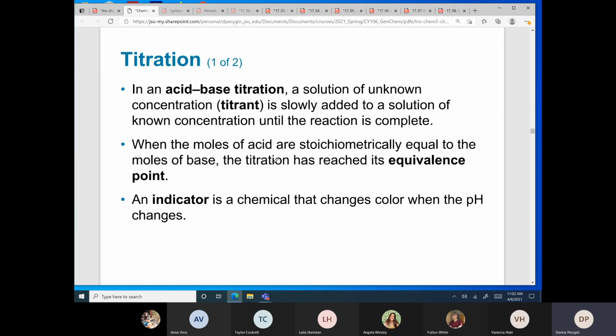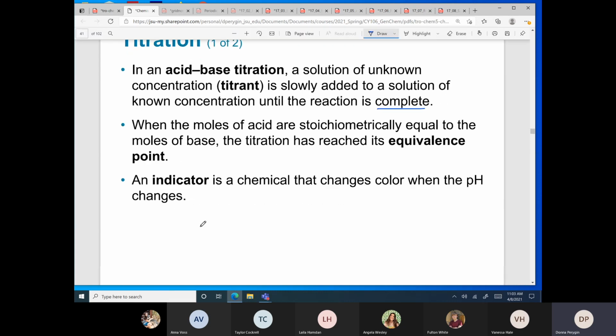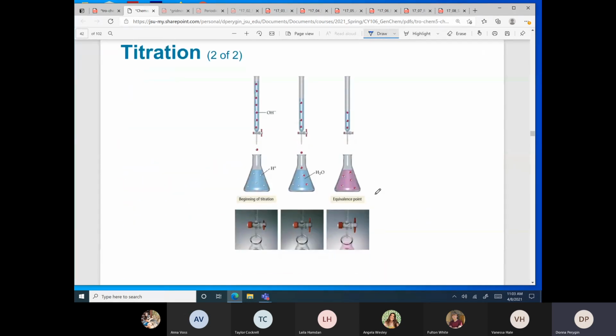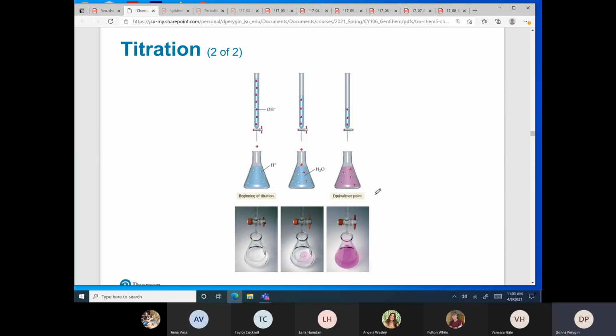Okay, so a solution of unknown concentration is slowly added to a solution of known concentration until the reaction is complete, and that completion is determined either by the pH with a pH meter, or by colorimetric analysis, like using an indicator. Okay, so when the moles of acid are stoichiometrically equal to the moles of base, the titration has reached its equivalence point, and we'll talk about that in a few minutes. An indicator is often used, and that gives us a color change when the pH changes. So it tells you pretty close to what pH you're at by the color.